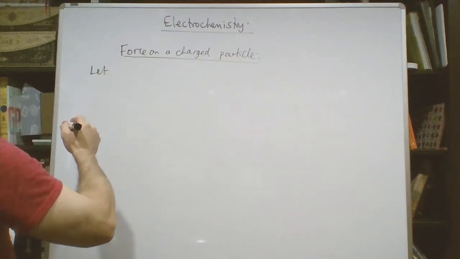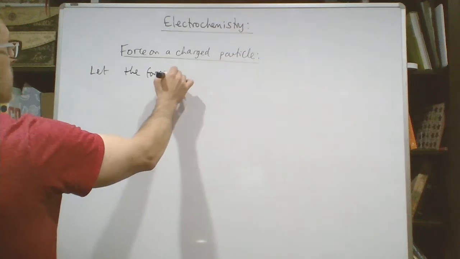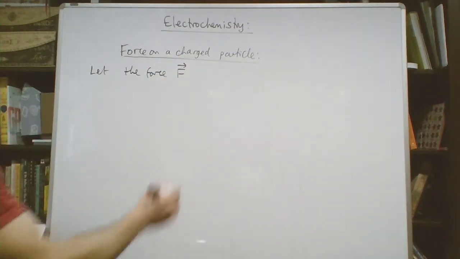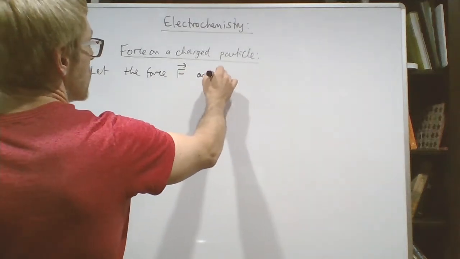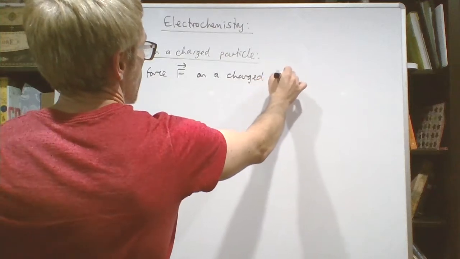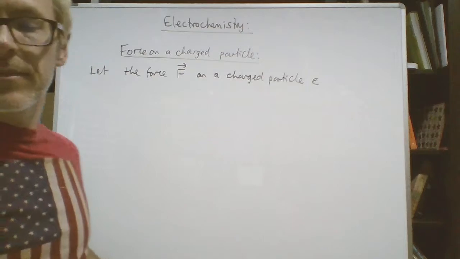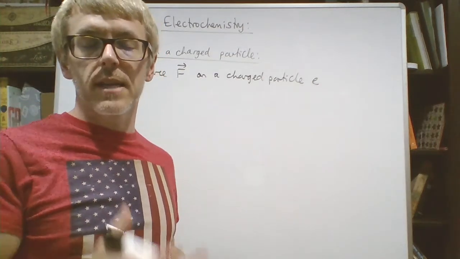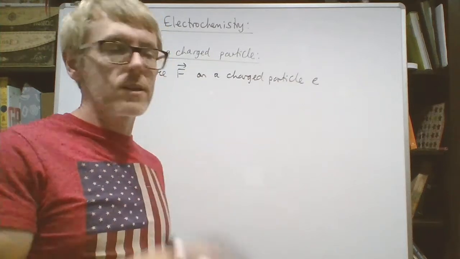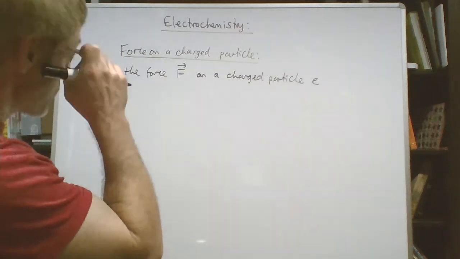So let the force F, we'll say it's a vector, so it's a force in a specific direction, on a charged particle E, where E is, to be honest, just going to be the electron. It doesn't have to be an electron. We could just call it Q for a generic charge, but we may as well call it E because that's the specific charged particle we'll be interested in.